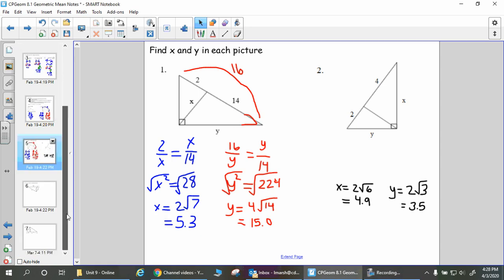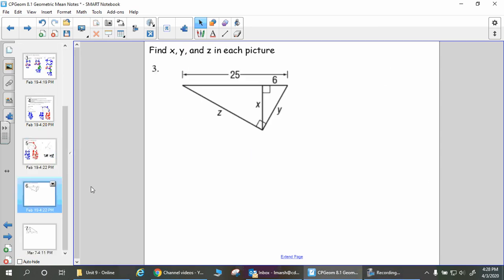Okay, so the last thing that I want to do is still using geometric mean, except what you're going to have are pictures that are having you find 3 letters, X, Y, and Z. So they can look something like what's on your screen, where X, Y, and Z are in, say, the 3 traditional positions. One of the letters is on the altitude on the inside, one of the letters is on one leg, the other letter is on the other leg. So how you're finding these values is the same as what was done on the previous questions.